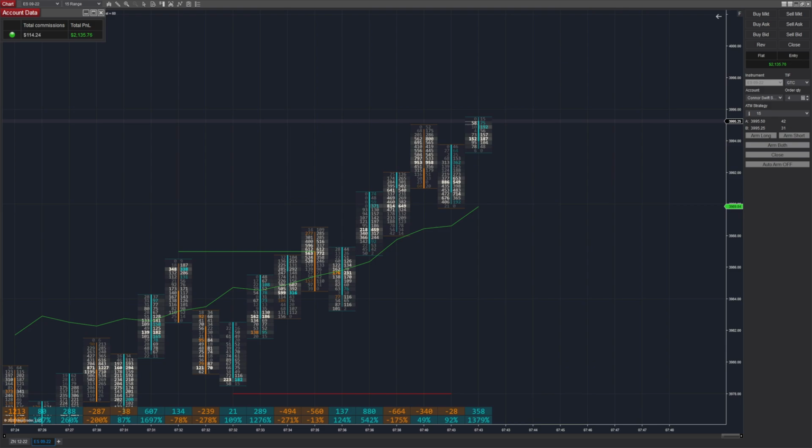So that trade took about 7 minutes to fill, which is pretty long for this strategy typically, but regardless, another cool $700 in profit, which brings our total up to just above $2,100.